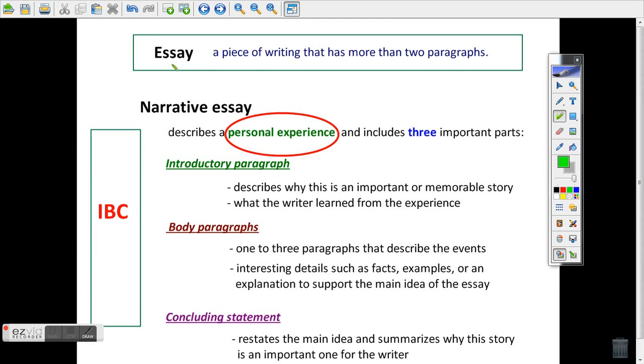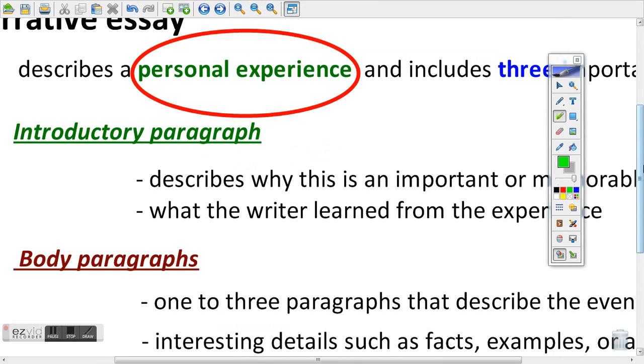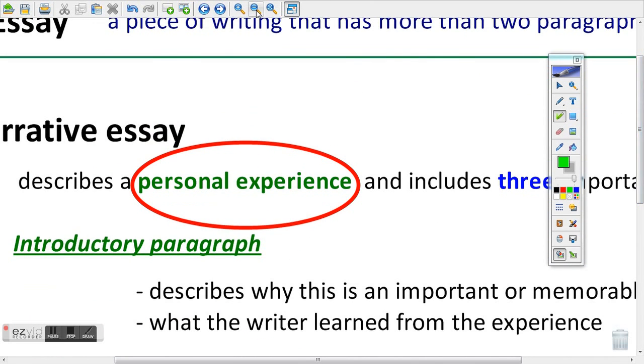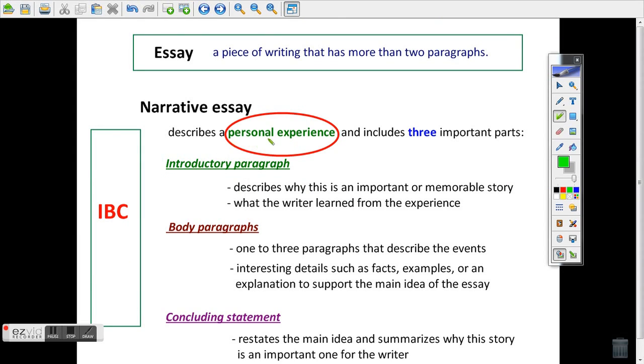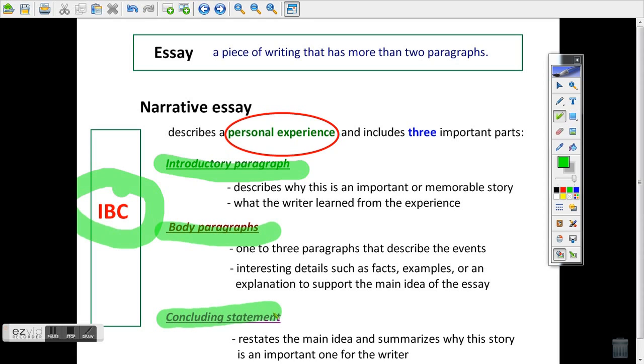Okay, again, an essay is a piece of writing that has more than two paragraphs. Okay, how about a narrative essay? It describes a personal experience and includes three important parts. Okay, so what are the three important parts? We still have the IBC technique, the IBC pattern, okay? You have the introductory paragraph, you have the body paragraphs, and we have the concluding statement.